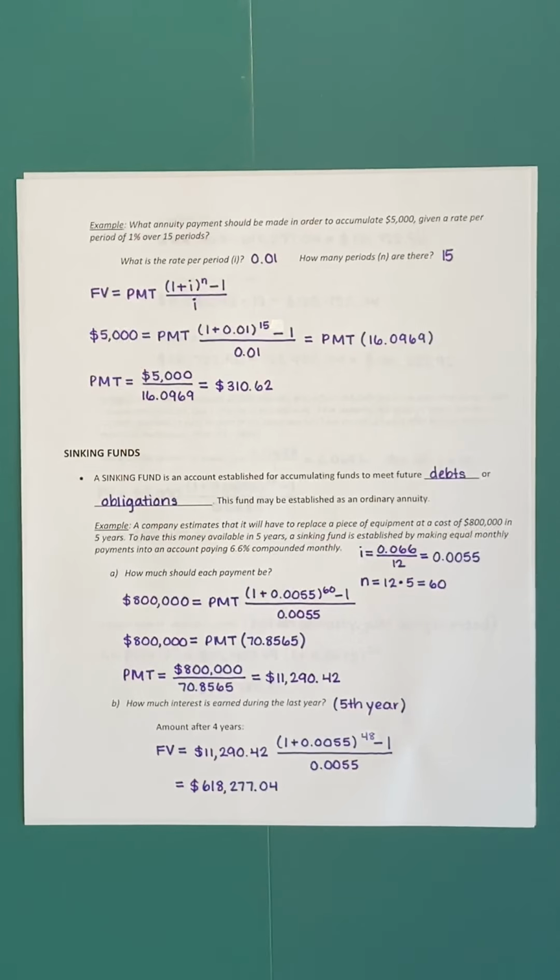Money that's in the account early on accrues more interest than money that's in the account later on. So if you think about what's happening to the account over 5 years, in the first year, you make 12 payments, okay? So you accrue a certain amount of interest. Now, at the end of the second year, you've made 12 more payments. There's more money in the account.